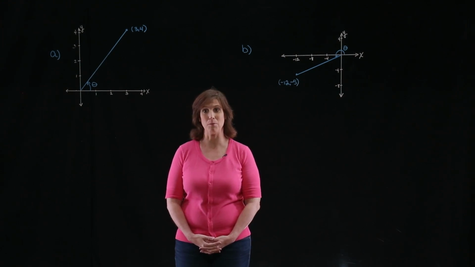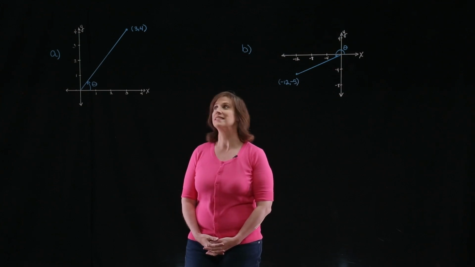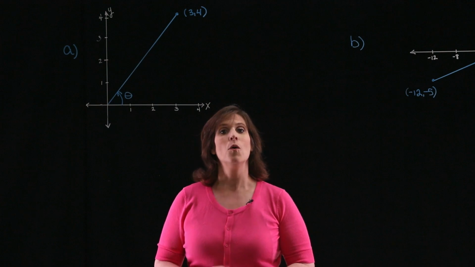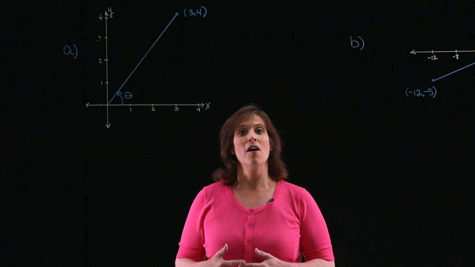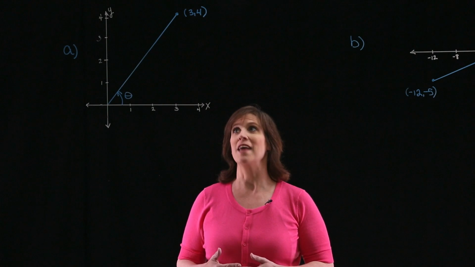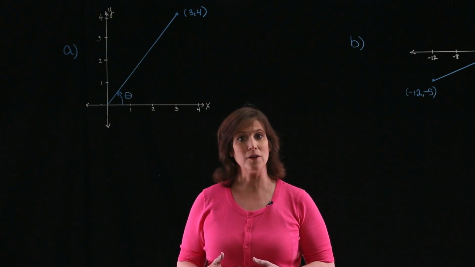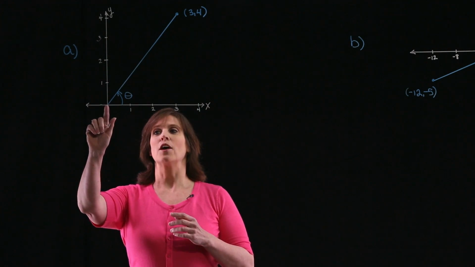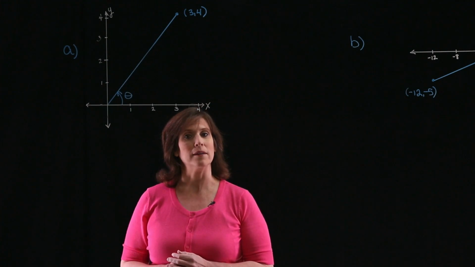In this problem, we're going to be evaluating the trig functions of an angle whose terminal side passes through a given point. In our first example, our terminal side passes through the point 3, 4. When we look for the trig function values, they will all be ratios of the x-coordinate 3, the y-coordinate 4, and the length of the segment that goes from the origin out to that point.